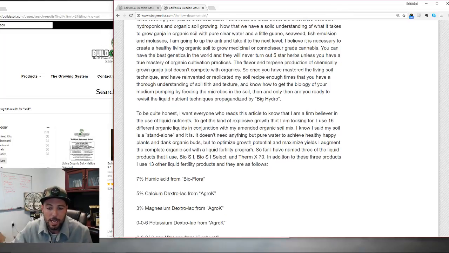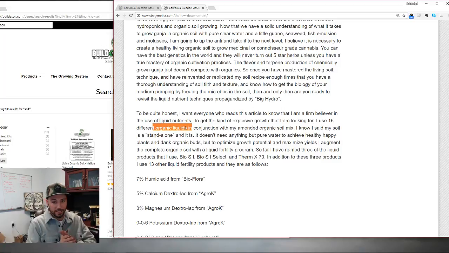To be quite honest, I want everyone who reads this article to know that I'm a firm believer in the use of liquid nutrients. We have some biostimulants that actually fit the lines of what he was doing, and so it does make some sense to me, okay? To get the kind of explosive growth that he's looking for, he uses 16 different organic liquids. We've narrowed that down significantly here at BuildASoil and still have a similar program, okay?